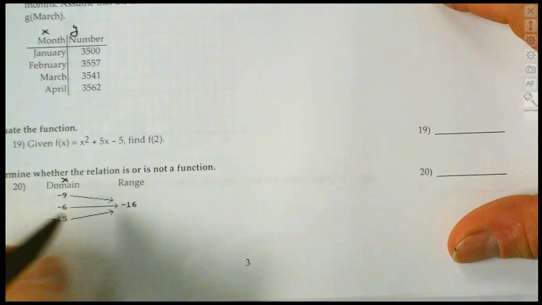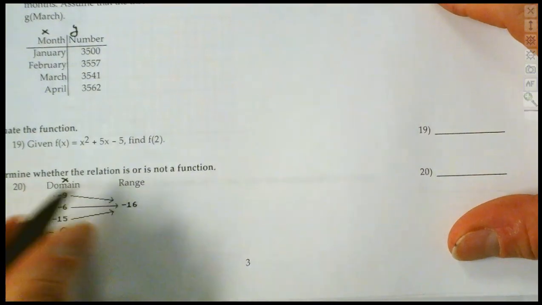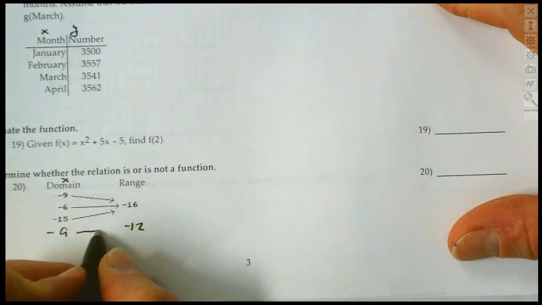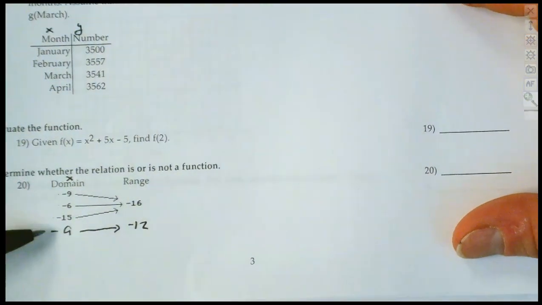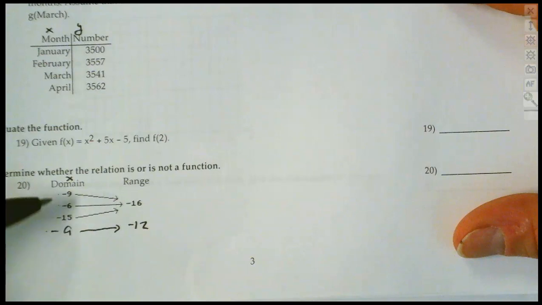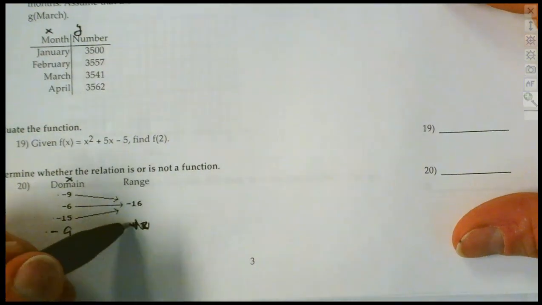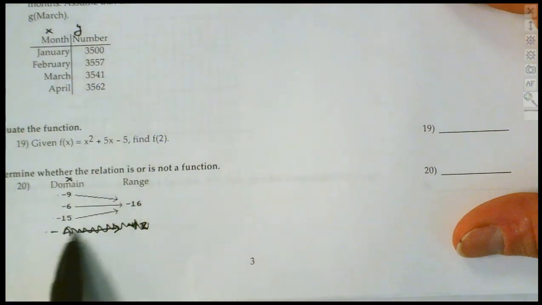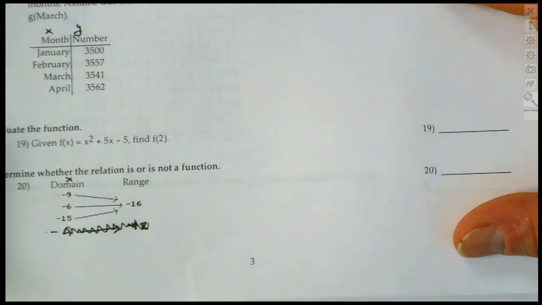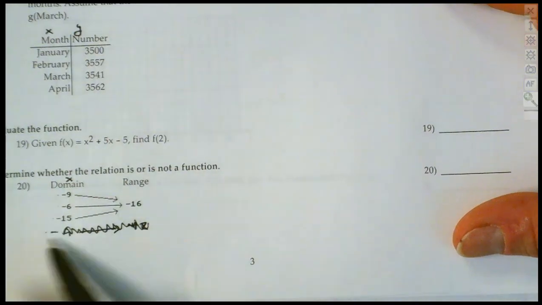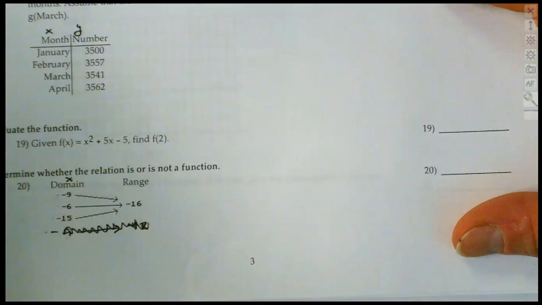Now let me make it not a function. Okay, if I would have added on, let's say, -9 and -12. Okay, if I would have added this on, let's say I added another row here. Let's say I added -9 goes to -12. Would that be a function anymore? No. Why not? Because the -9 would have been duplicated, right? Anytime you have a duplicated x value, it's not a function. So as it is originally, it's a function. If I add on that next row, -9 goes to -12, it would not be a function. If you add on another value of -9 to -12, it would not be.